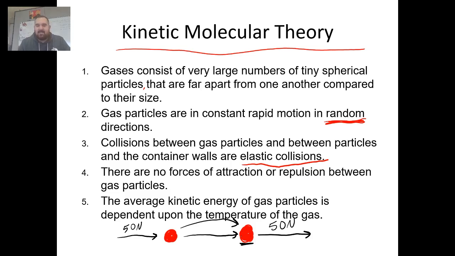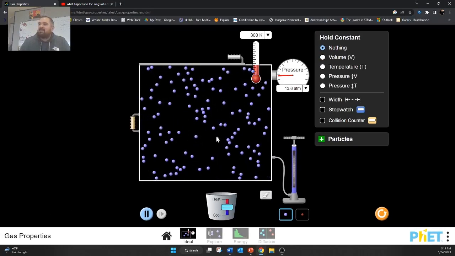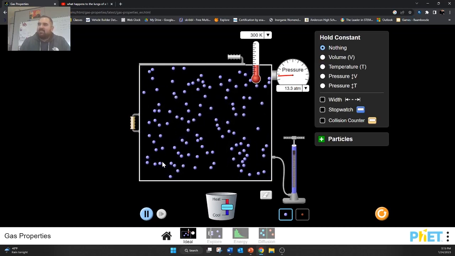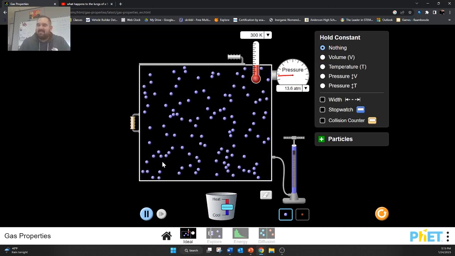Now, what's an elastic collision? An elastic collision is when something bounces onto something else. Let's pull up our simulation again. It's when something hits something else and then just moves away without losing any of its existing energy.